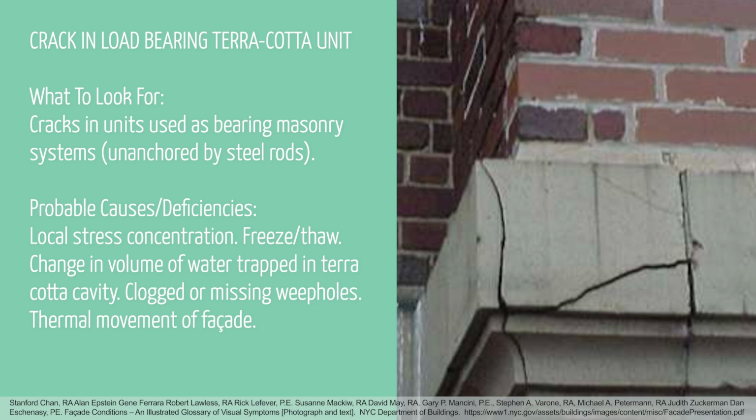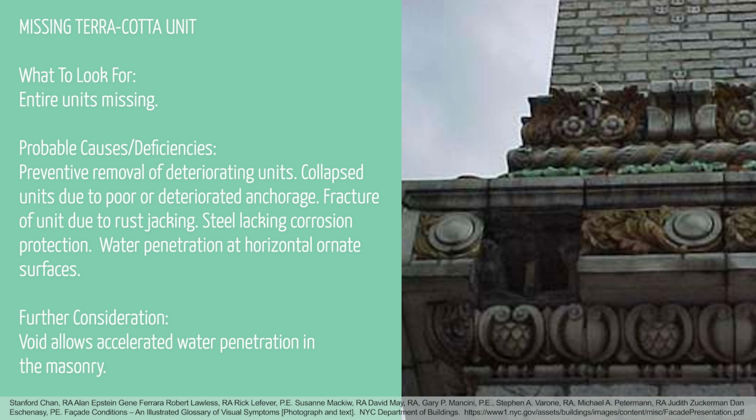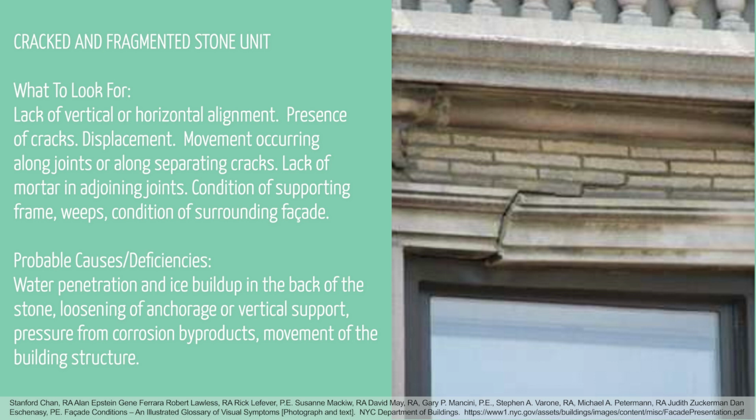At this point, you're probably realizing that freezing and thawing can be destructive. In the picture, you see this is a crack in a load-bearing terracotta, which is another example of what happens with freezing and thawing when water is trapped. The terracotta piece is missing in this picture, which could be due to poor anchorage. Look at this fragmented stone unit. Here you have to watch out for water penetration and ice buildup in the back of the stone.